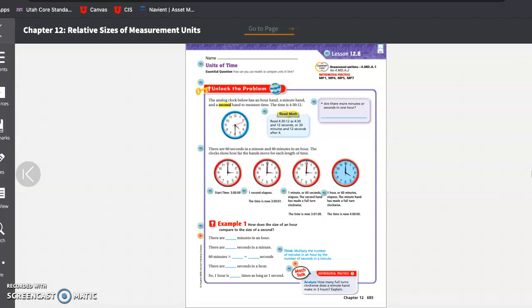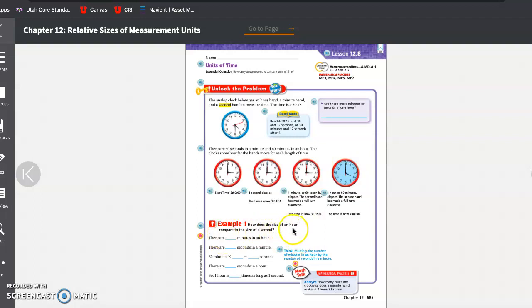So the start time shows right here on this one: start time 3 o'clock. When 1 minute, or 60 seconds, elapses, the second hand has made a full turn clockwise. So for every minute, the second hand makes a complete turn, okay? When 1 hour, or 60 minutes, has elapsed, the minute hand has made a full turn clockwise. So for every 60 minutes, the minute hand makes a full turn, right? And for every 12 hours, the hour hand will make a full turn. They're all making the same route, but they go at a different time.